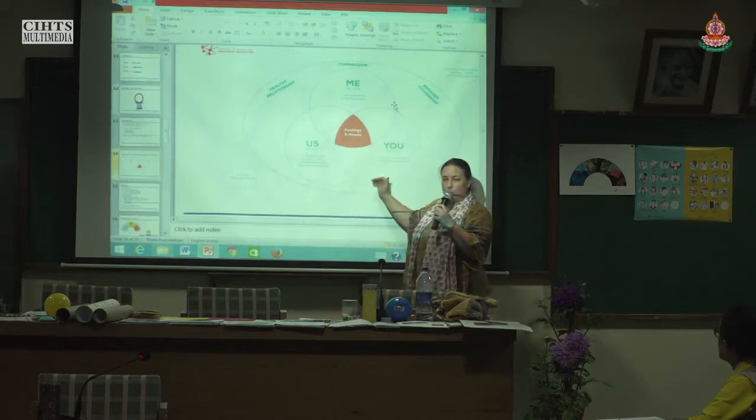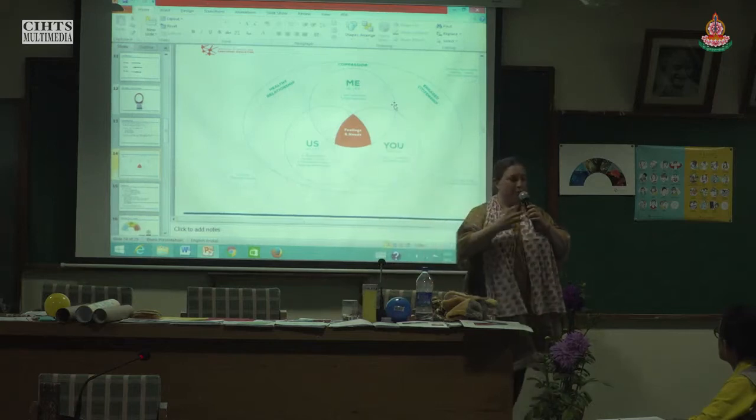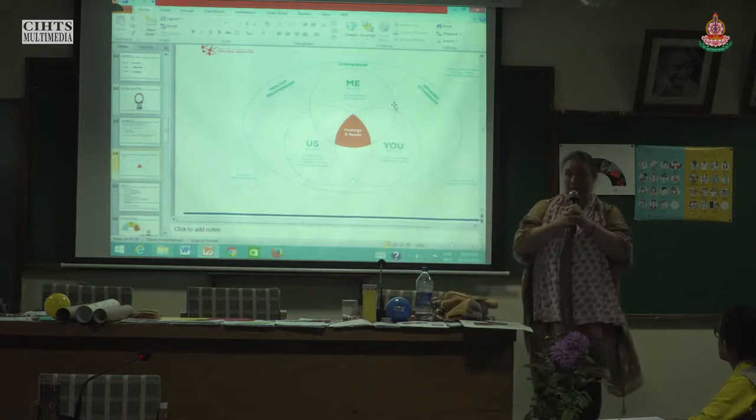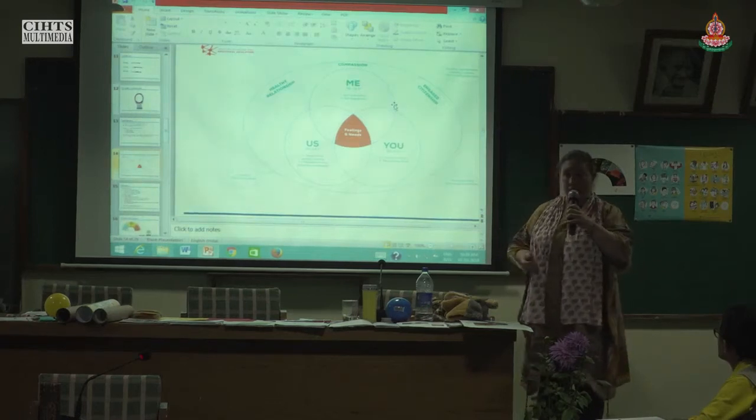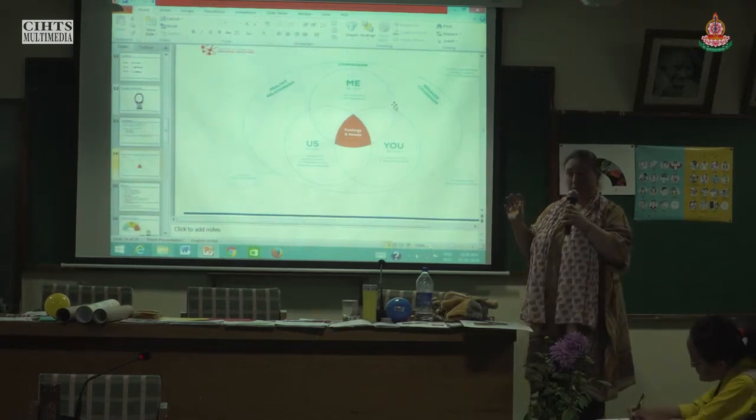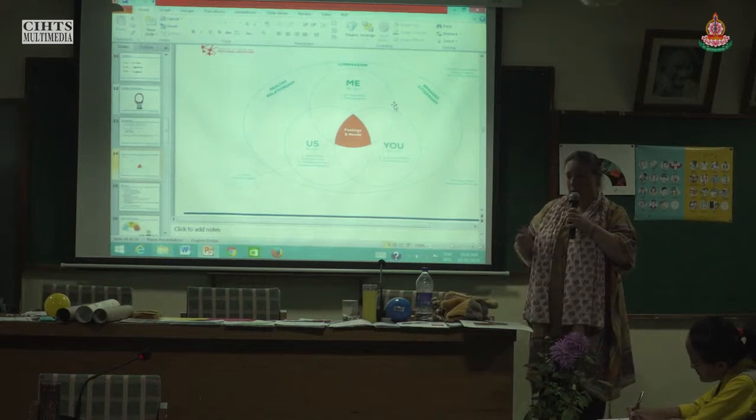So although all these components are really separated, they're kind of interconnected. Today, I want to talk about conflict resolution with you. And then on Monday, we're going to do cooperative learning, because those are very important skills.